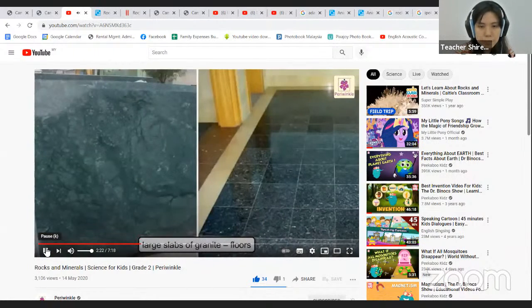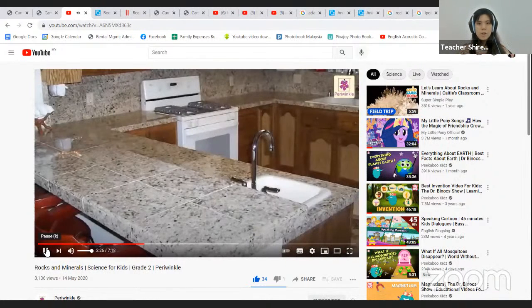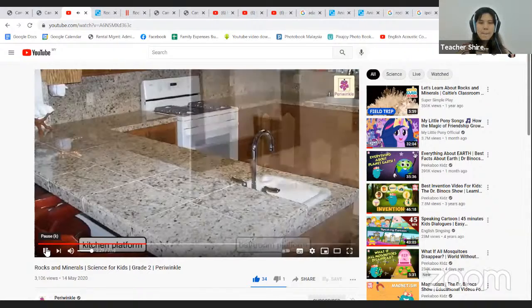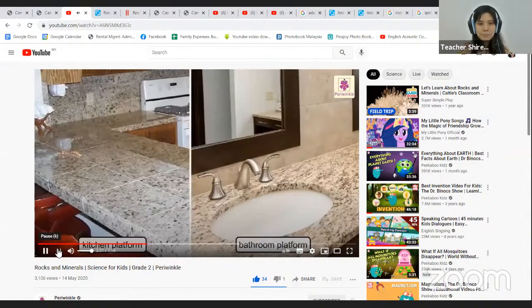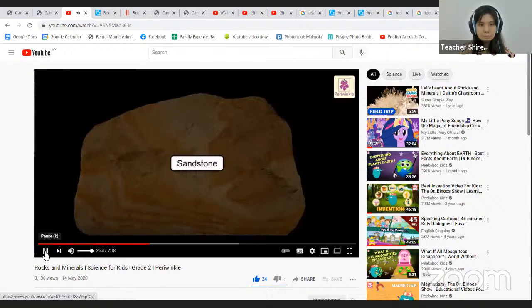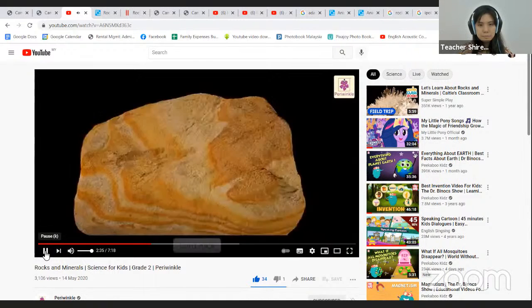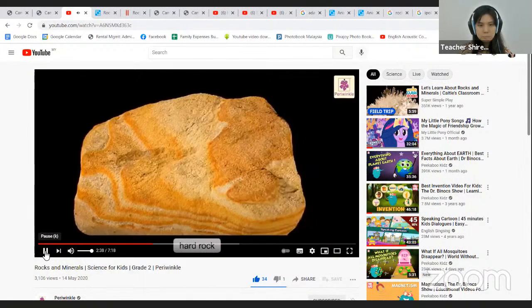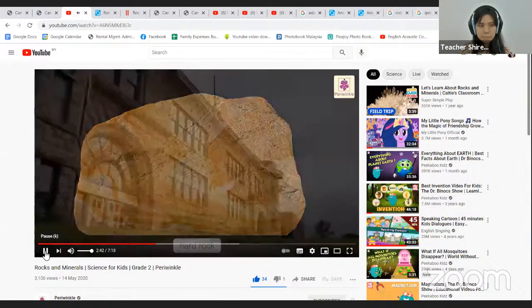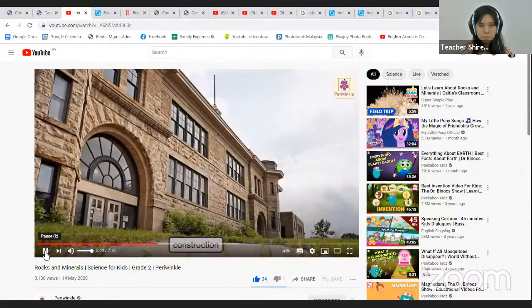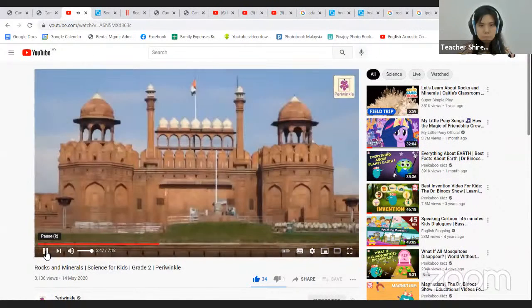Large slabs of granite are used for floors. It is also used for making kitchen and bathroom platforms. Sandstone. It is also a hard rock, but not as hard as marble or granite. It is used in construction. Our very own Red Fort in Delhi is entirely made of red sandstone.